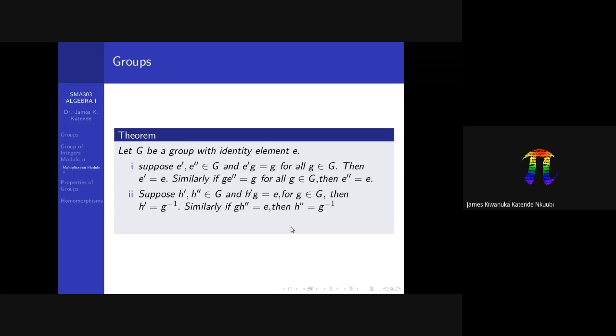Does that make sense? So the last statement of the theorem is that the inverse of the inverse of G just gives you G.